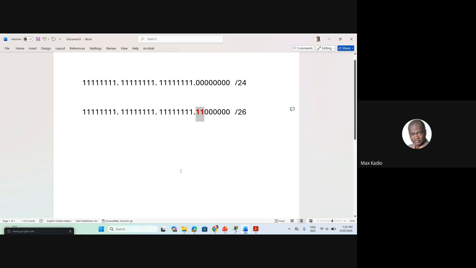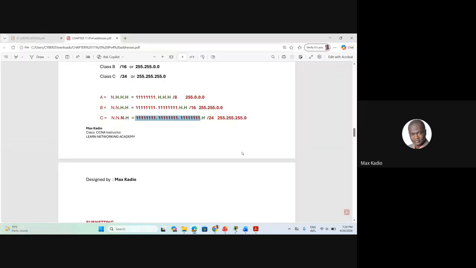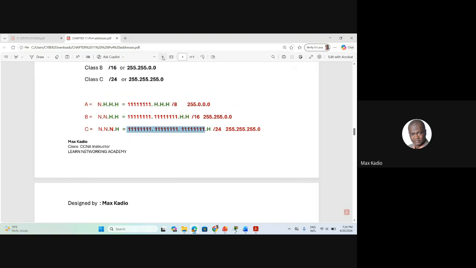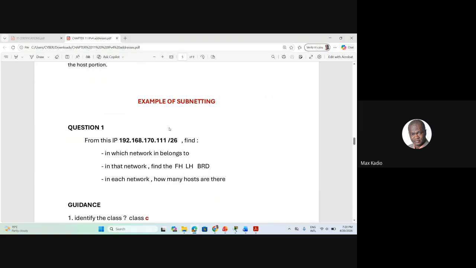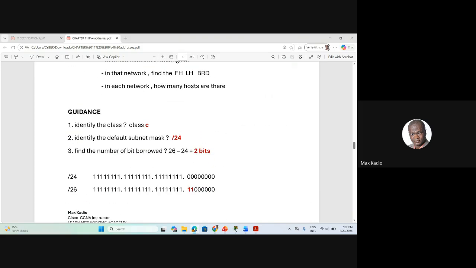Now we need to find how many smaller rooms. How many smaller rooms? It's what we're going to do now. So guidance. Step one, identify the class. It's a class C. Identify the default subnet mask, which is /24. Now, how many bits have been borrowed? In the question we see 26, but the default is 24. It means I borrowed 2 extra bits.